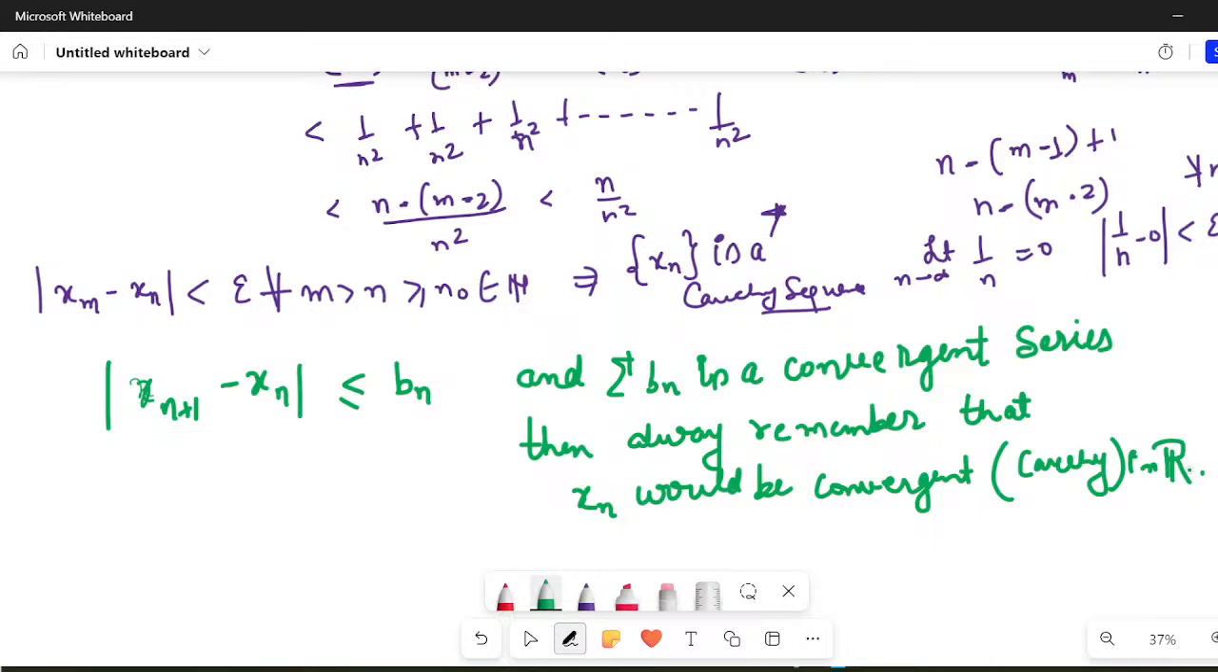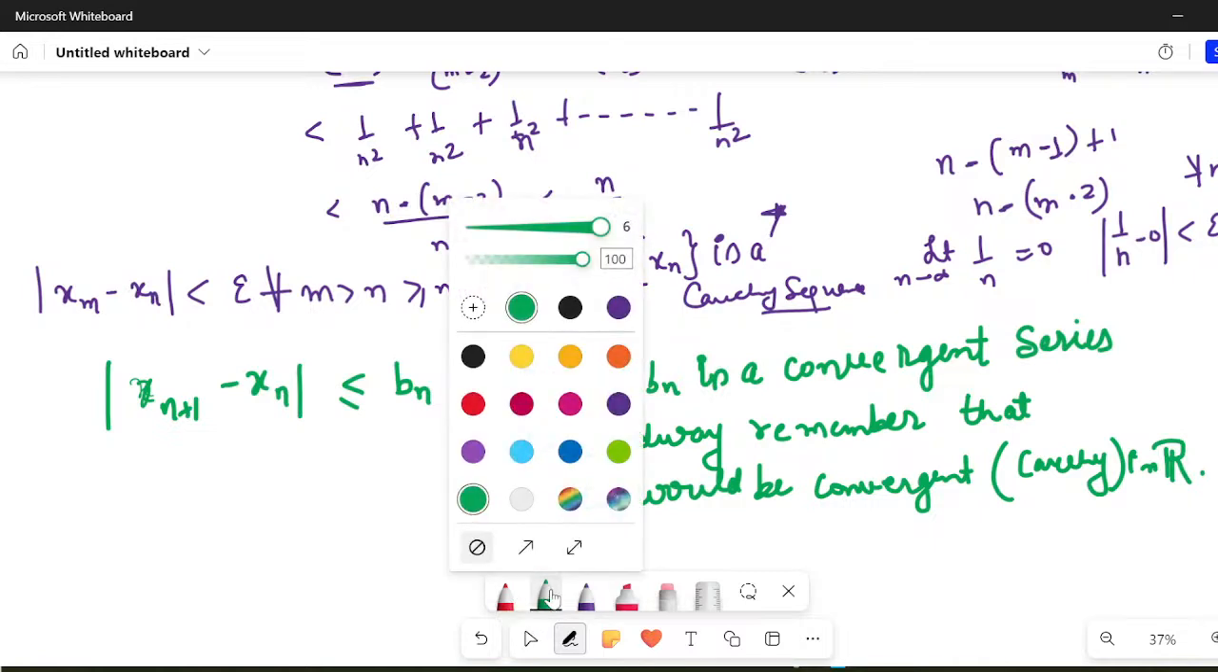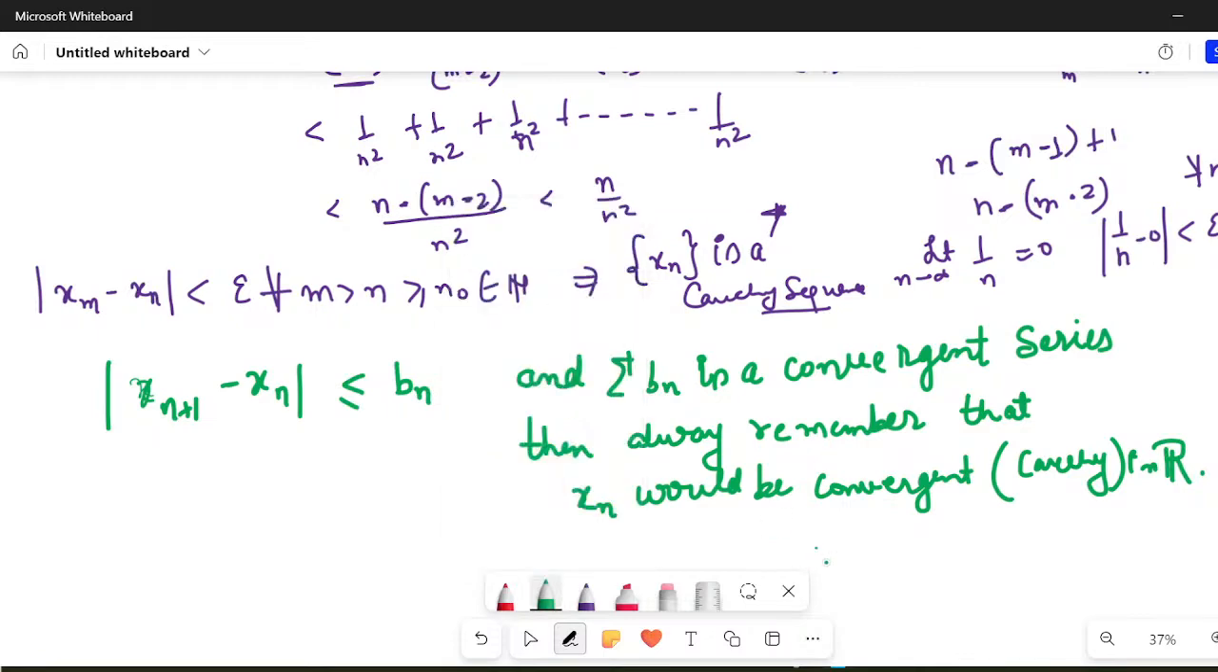So what does it mean? The first thing you should understand is that whenever you have |x_{n+1} - x_n| less than or equal to b_n, and summation b_n is a convergent series, then x_n is a convergent sequence. Remember this, or you can say x_n is always a Cauchy sequence.